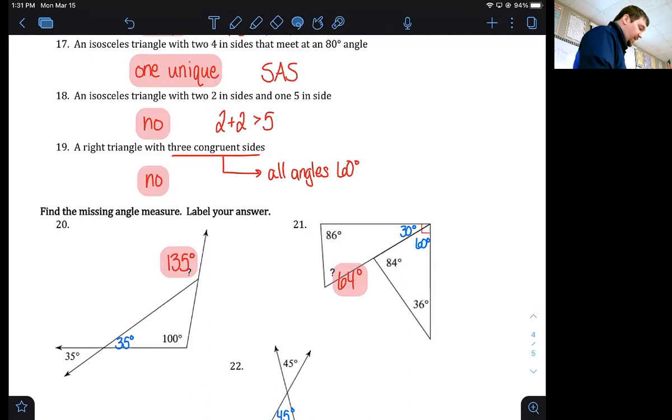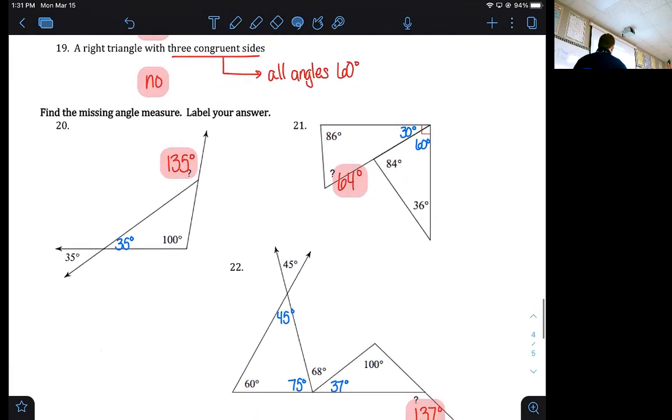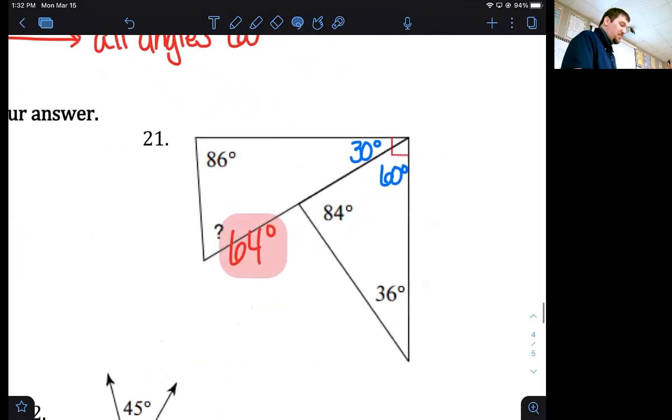Okay, number 20. The missing angle is 135 degrees. We know this angle is 35 because these 2 are vertical. So this is a 35-degree angle. And the exterior angle theorem says that the exterior angle is going to be the sum of these 2, which makes that 135. But if you didn't know that, you would have added these together to get this and then subtracted it from 180 to get that one, right? And then you would have subtracted that from 180 and you're back to 135. So you could do that, but it's extra work. Number 21.